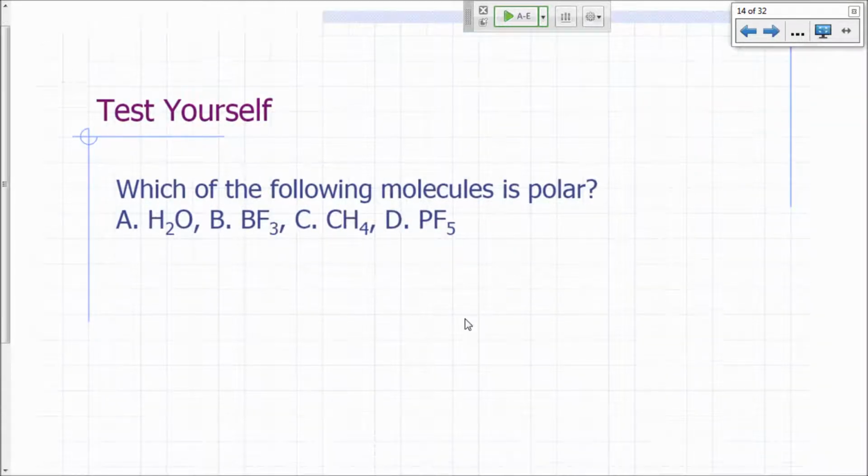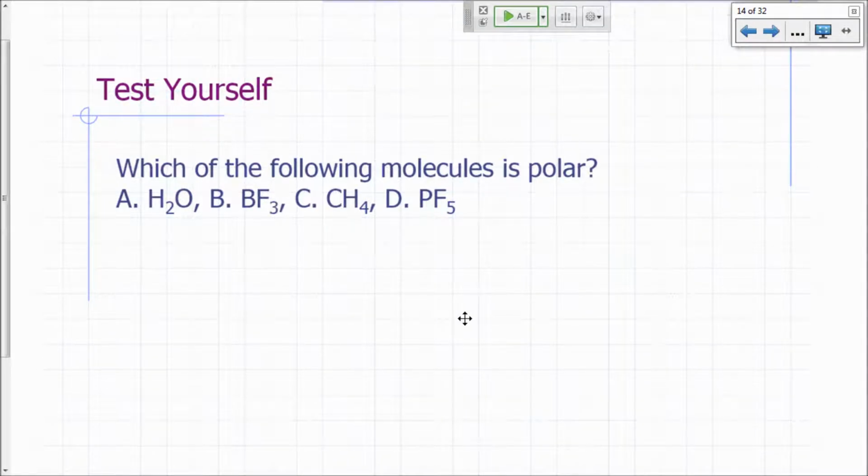Okay, which of the following is polar? H2O, BF3, CH4, PF5. This is a question where you have to remember your molecular structure and geometry. That's why I wanted you to review that. Here's water. You have a tetrahedral geometry around the oxygen atom, and the molecule is bent. BF3 is trigonal planar.